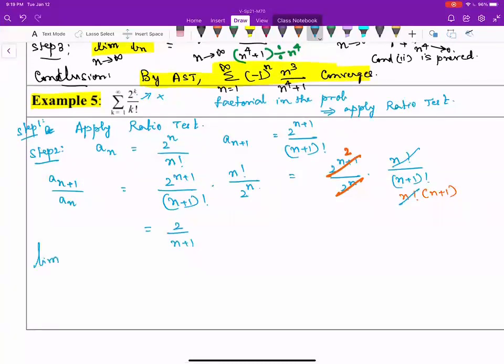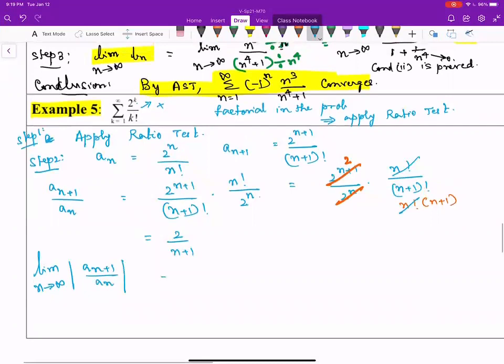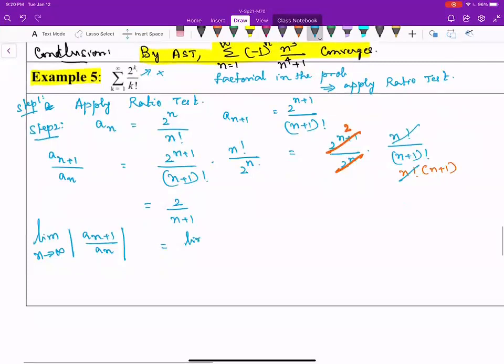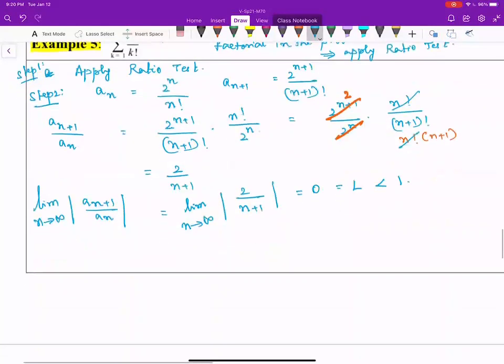Now, limit as n approaching infinity of the absolute value of a sub n plus 1 over a sub n, the ratio. We don't have to do the absolute value, but we will stick to the rule of the ratio test. Limit as n approaching infinity of absolute value of 2 over n plus 1. The numerator is a constant, the denominator is a very big number, so it becomes 0. L is less than 1. So this is your conclusion.